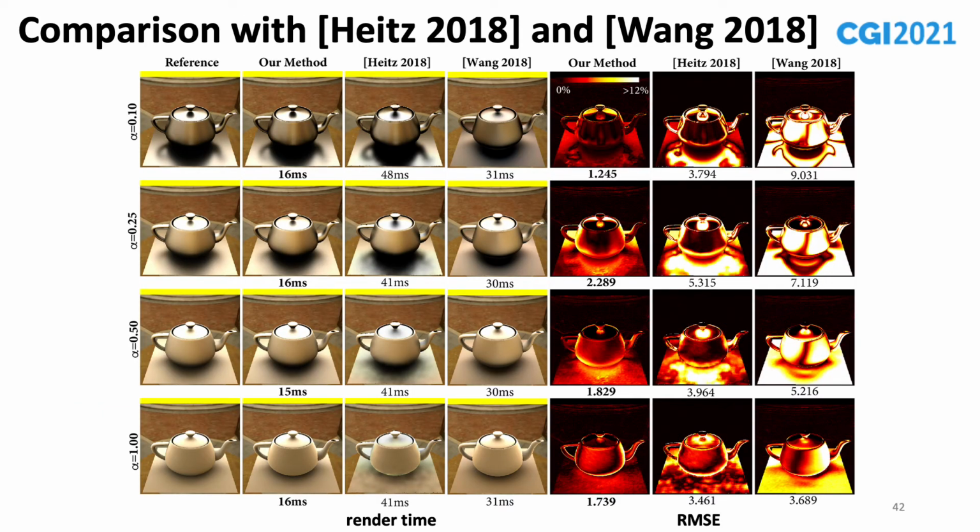This slide shows the comparisons between our method, the stochastic sampling method proposed by Heitz and colleagues, and the spherical harmonics-based method proposed by Wang and colleagues. From left to right, each column corresponds to the reference, our method, Heitz 2018, and Wang 2018. The right three columns show the difference between the reference and each method. The number under each image indicates the render times or the RMSE errors. Alpha is the roughness parameter of the GGX microfacet BRDFs. As shown in this slide, our method outperforms two previous methods in terms of the render times and the accuracies for various materials, from top to bottom, highly glossy surfaces to diffuse surfaces.